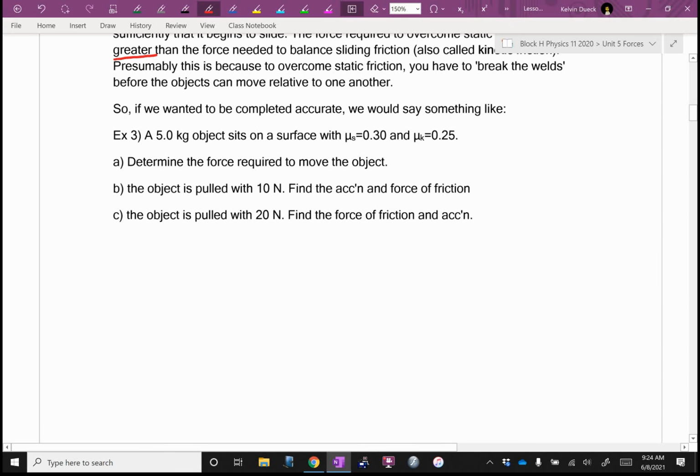So if we wanted to be completely accurate, typo, I'll have to fix that, accurate, here's what we would say. I'm going to do example 3 with you, but then you can forget it. I'm not going to test you on it. I'm just doing this because a student asked a few years ago.